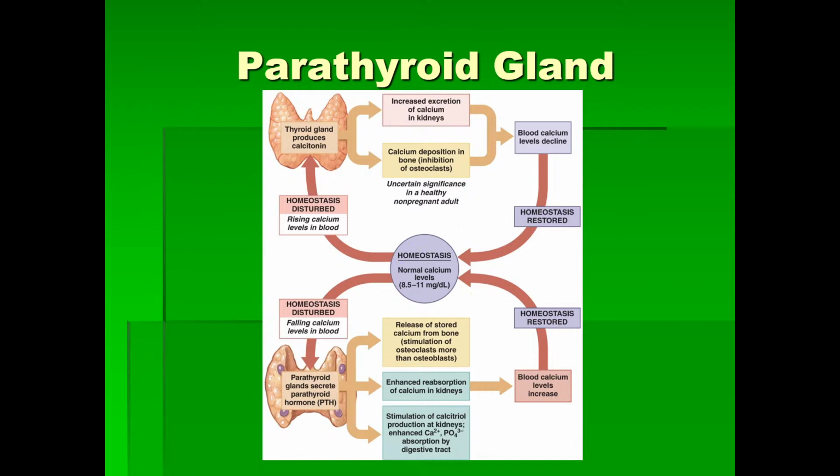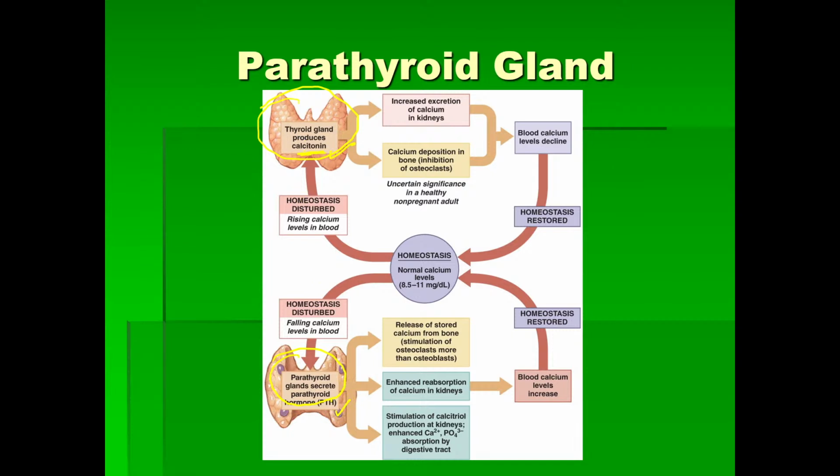I want to add here, the thyroid gland produces the hormone called calcitonin. And this calcitonin hormone is secreted when the blood calcium level is high. When the blood calcium level is high, then this calcitonin will be formed. But when the blood calcium level is low, then the parathyroid gland will secrete the hormone called PTH, or parathormone, or parathyroid gland hormone.